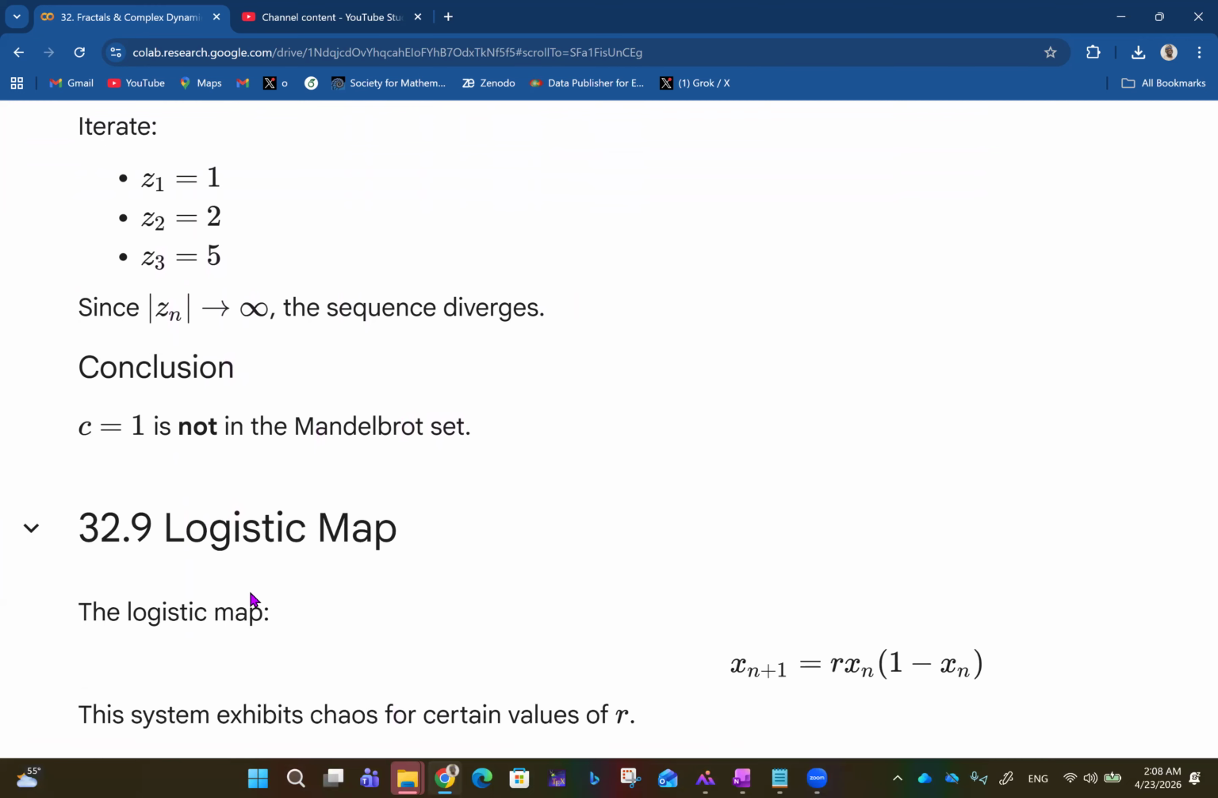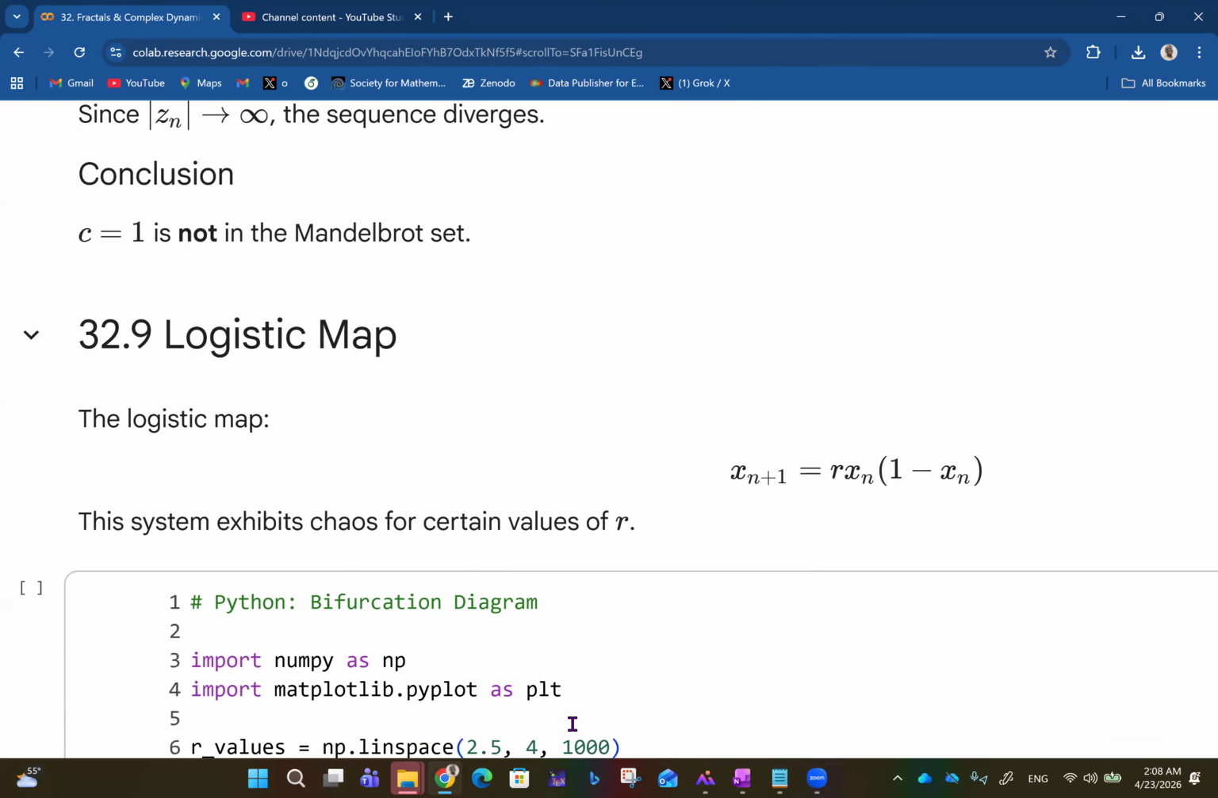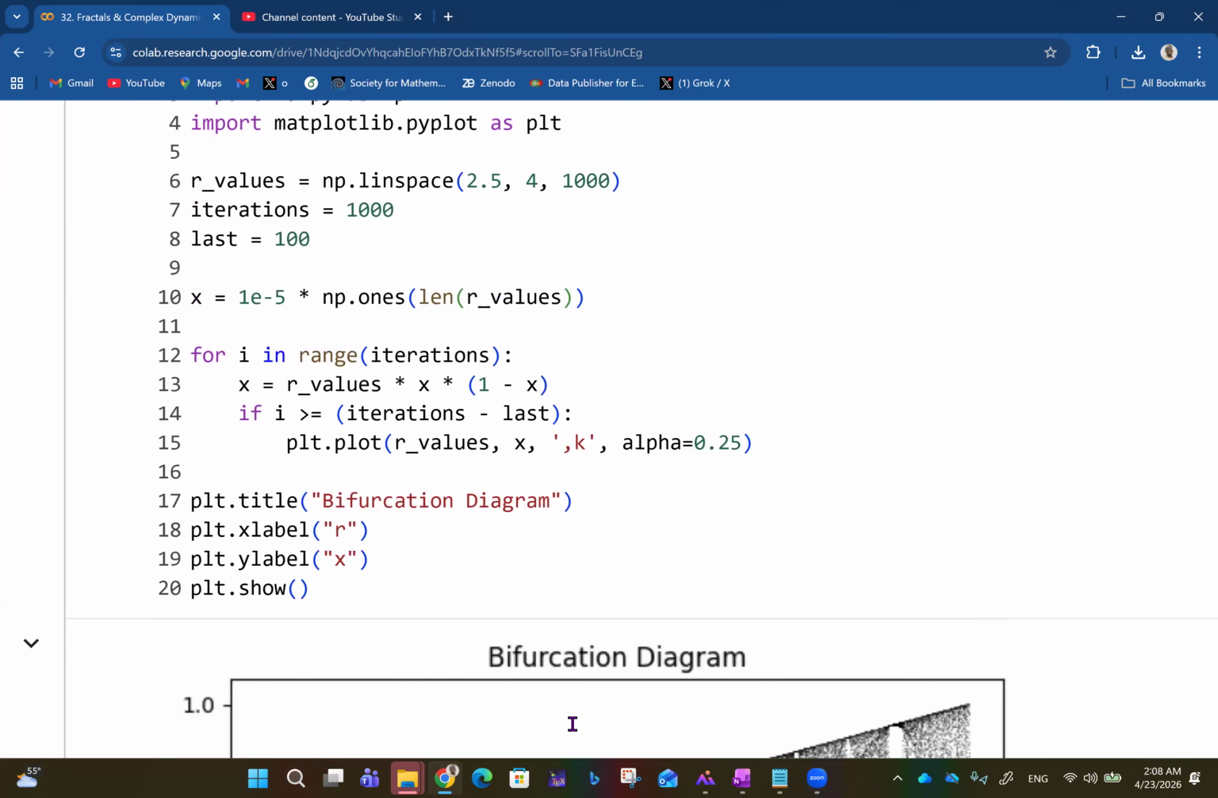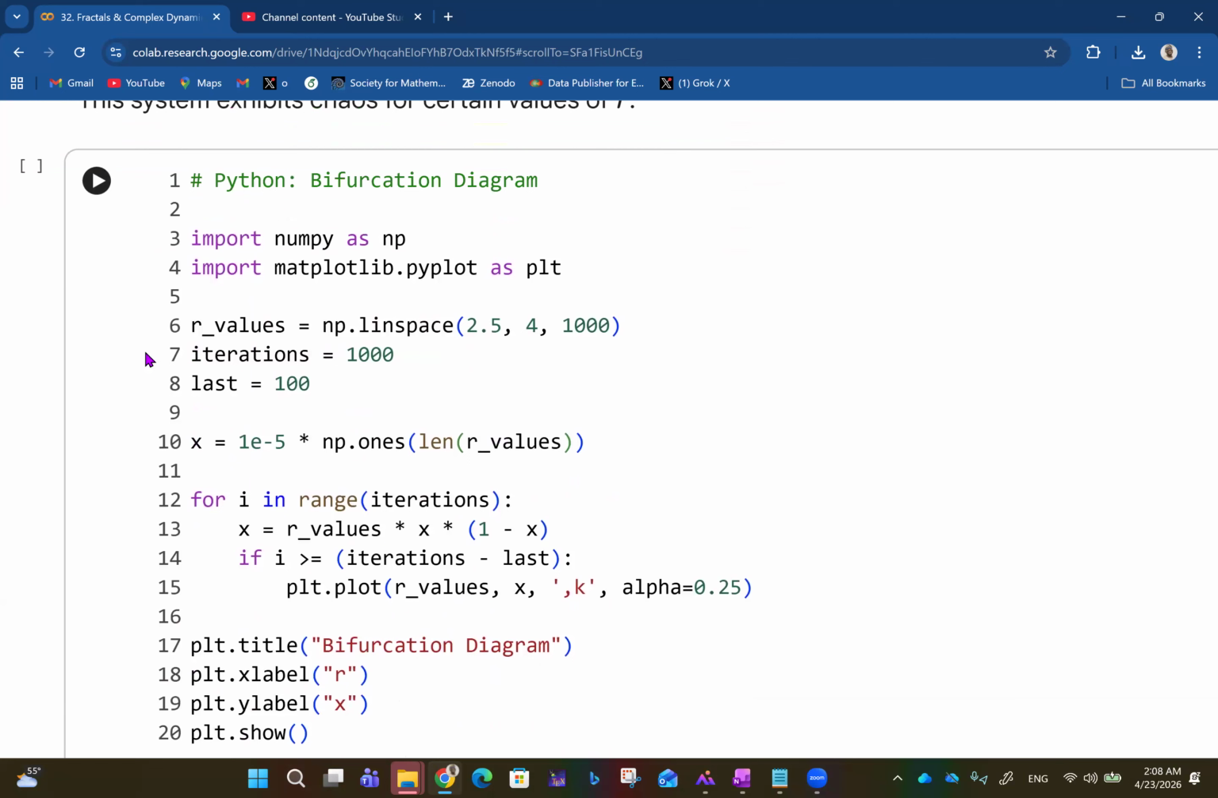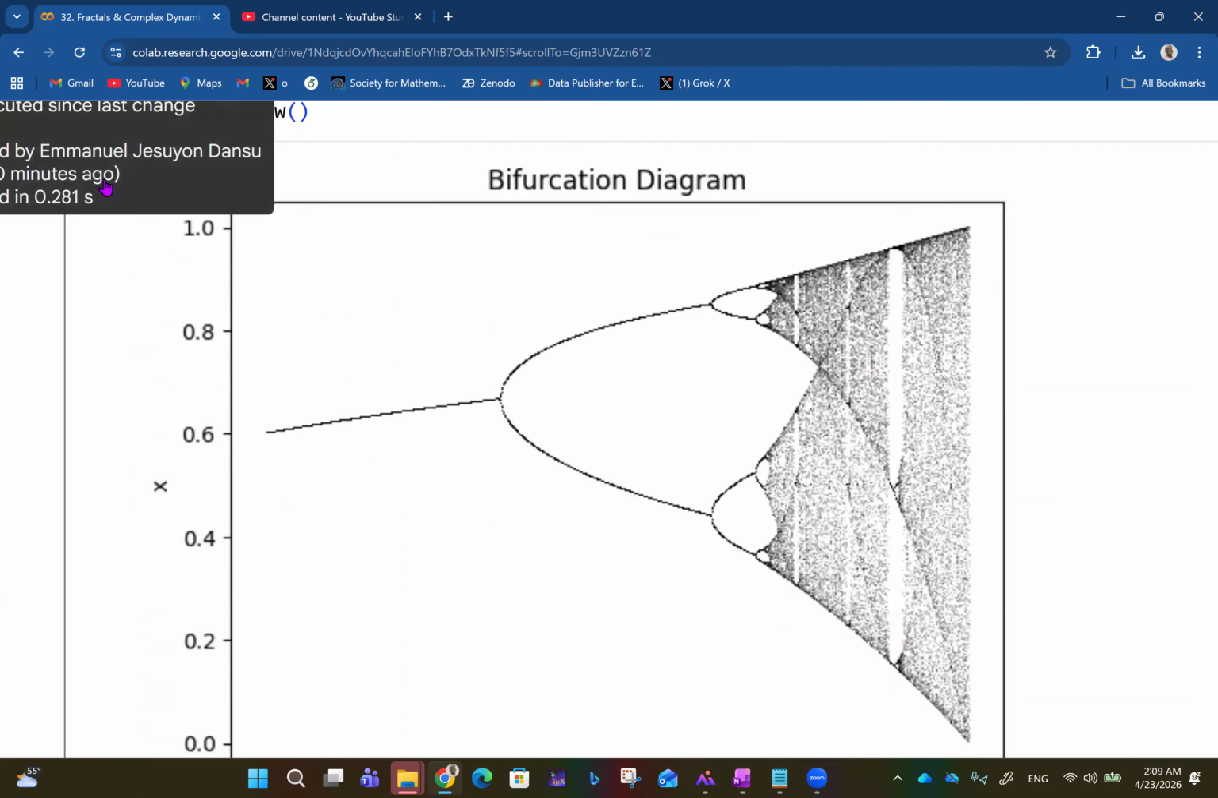And then we have the logistic map, which is one very popular one we talk about a lot. So the logistic map: x_{n+1} equals r x_n times (1 minus x_n). This system exhibits chaos for certain values of r. So this is a well-established one. If we want to visualize that, we have r values from 2.5 to 4, iterations 1000, and the last one is 100. We have a bifurcation diagram for that, which is like this.